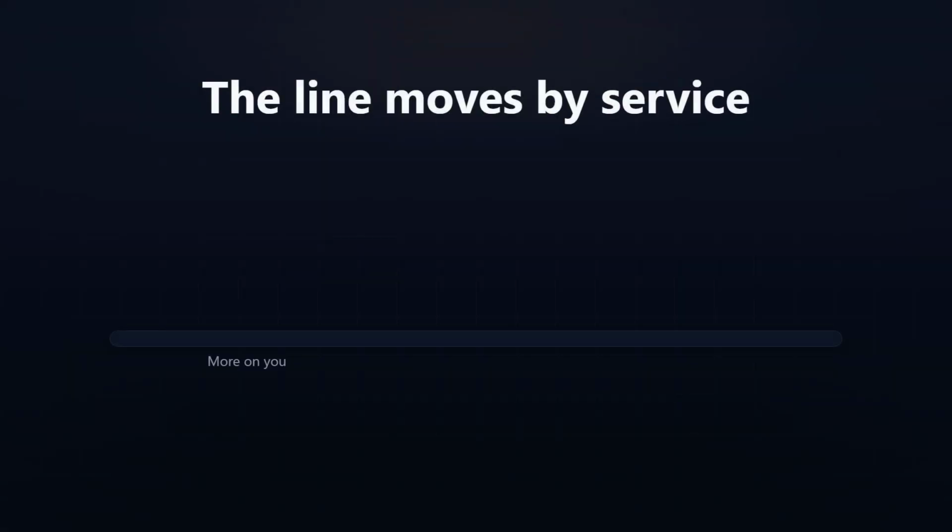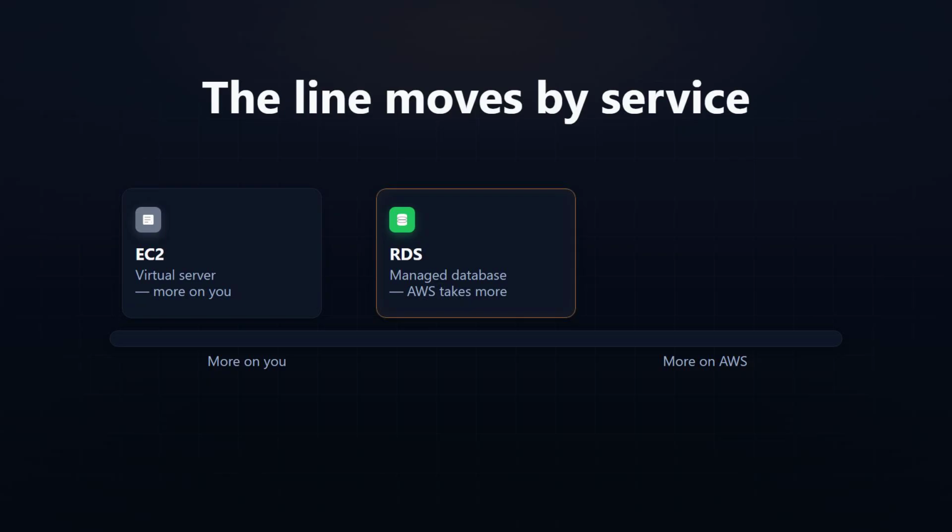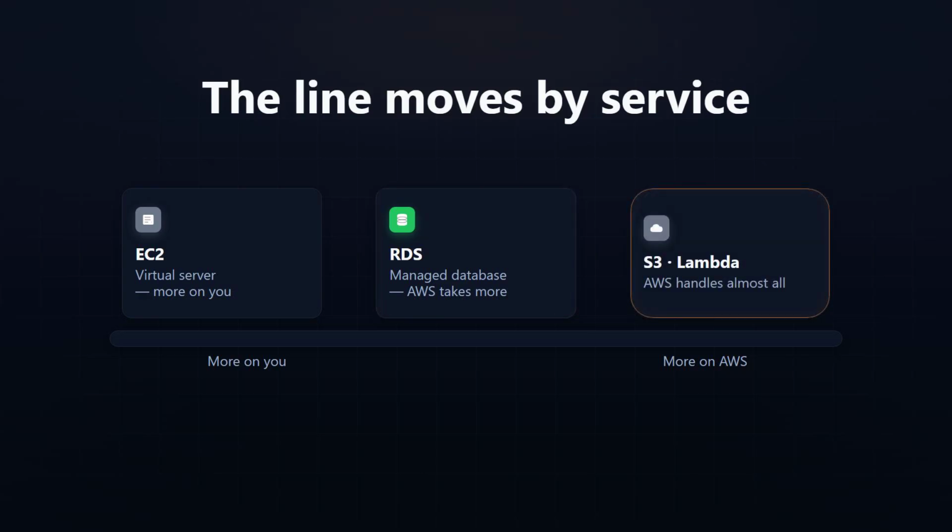Now, the part that trips people up: that dividing line is not fixed. It moves depending on the service. With a plain virtual server like EC2, a lot sits on your side. With a managed database like RDS, AWS takes on more of the work. And with something like S3 or Lambda, AWS handles almost everything underneath. The pattern is simple. The more managed the service, the more AWS carries, and the less is left to you.